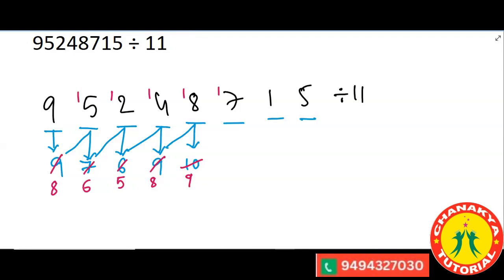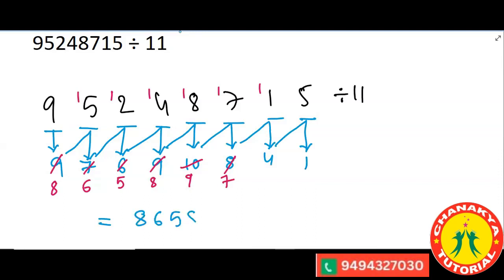9 and 7 becomes 17, and 17 minus 9 is 8. 1 minus 8 is not possible, so 1 becomes 11. It is 4. 5 minus 4 is 1. You have escaped only one. And the answer is 8, 6, 5, 8, 9, 7, 4 with remainder 1. With remainder 1, correct.